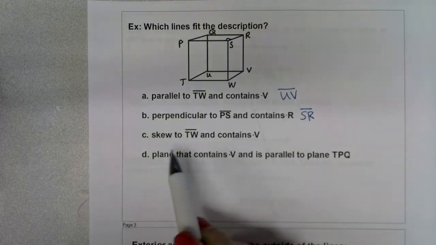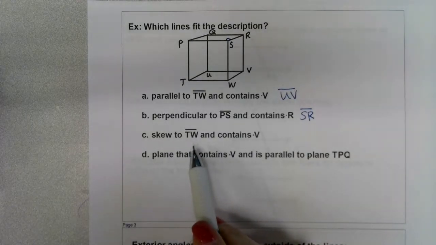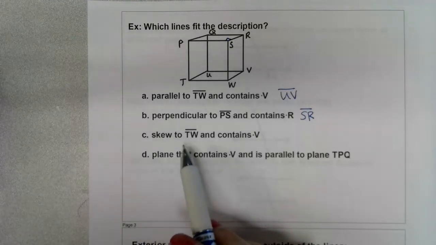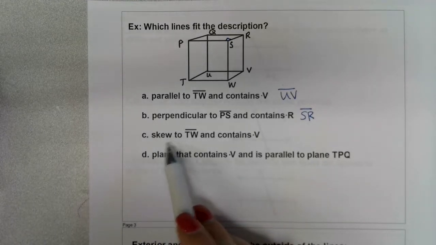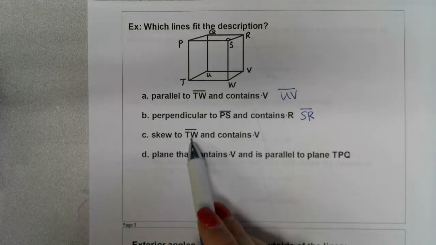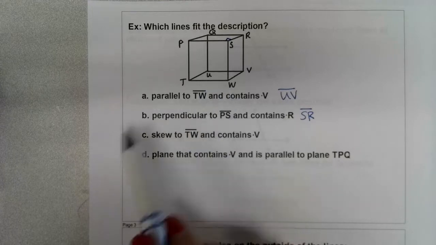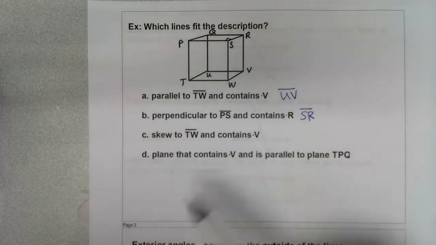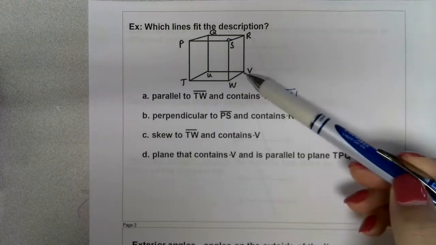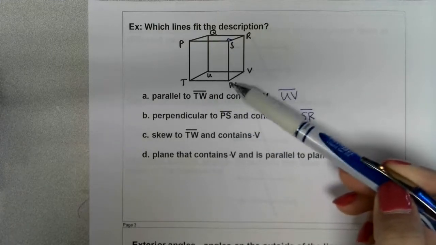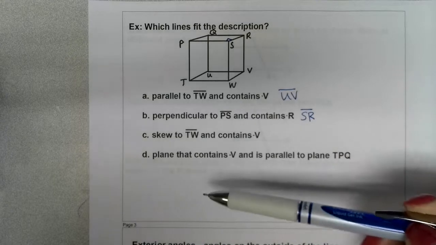All right, skew was sometimes the hardest one to figure out because we were looking for something in a different plane, not intersecting the line that we were given. So if we want to find a line, or a segment, that is skew to TW, which is this line right here, and it contains V. Okay, well, we can't use this line right here because TW and VW intersect, and they're in the same plane, so we're not going to use that.